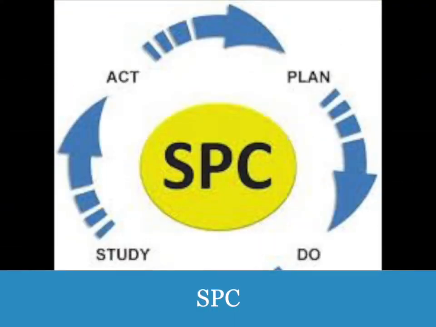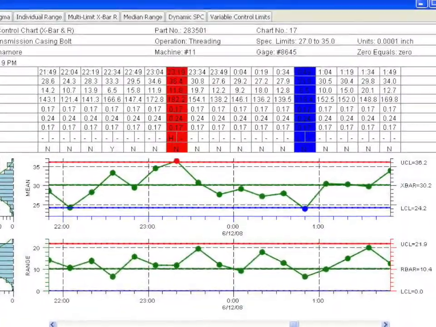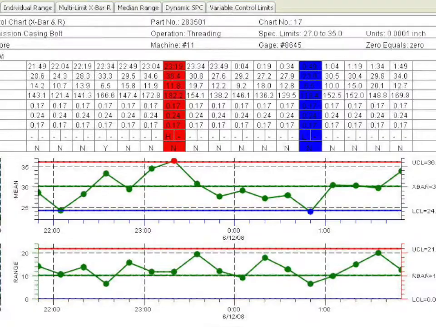Statistical Process Control, SPC. A process which is in statistical control is characterized by plot points that do not exceed the upper and lower control limits. When a process is in control, it's predictable.